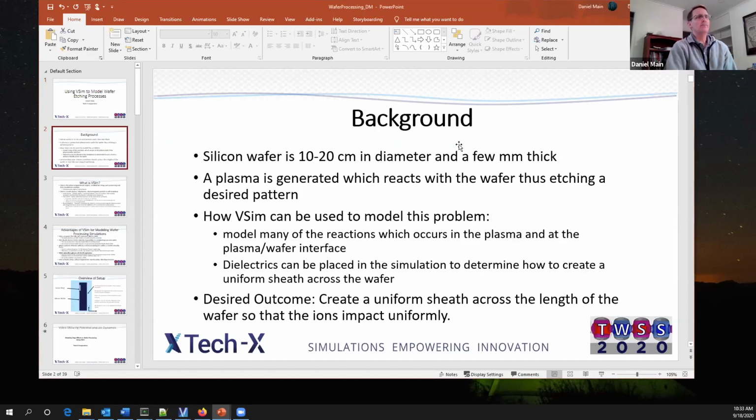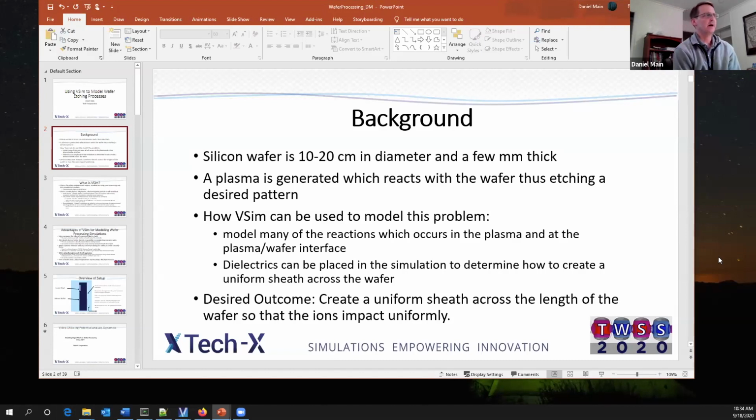Let me give a brief background to this problem. In this particular problem, we placed a silicon wafer in the simulation domain. The wafer is about 10 to 20 centimeters in diameter and a few millimeters thick. A plasma is generated, which reacts with the wafer, which then etches a desired pattern on the wafer.